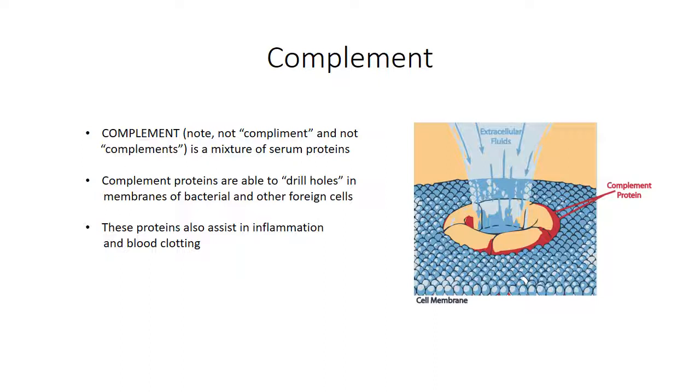It assembles the individual proteins in this mixture of proteins in the blood plasma, or serum. Serum is basically blood plasma minus fibrin, so it's pretty much close to blood plasma. These individual proteins come together and assemble into something that reminds you of a dagger or a sword. And this dagger attacks the membrane of foreign cells, especially bacterial cells, but also other foreign cells.